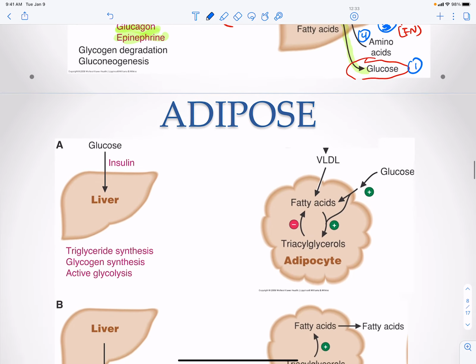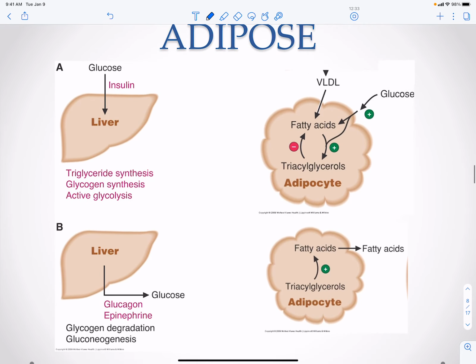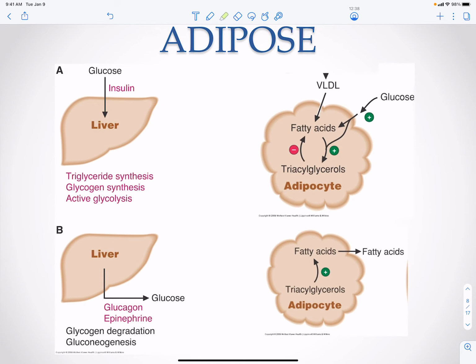Okay, so now let's go to our adipose tissue, our fat cells. And so again, we have the same story. We have our fed state where we have insulin presence. So we have insulin. And in our fed state, we're going to have enough glucose, so your fat cells are now going to pick up glucose, and they can use it for fuel.